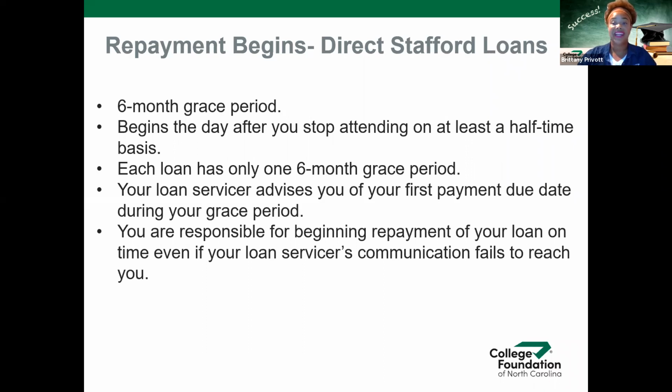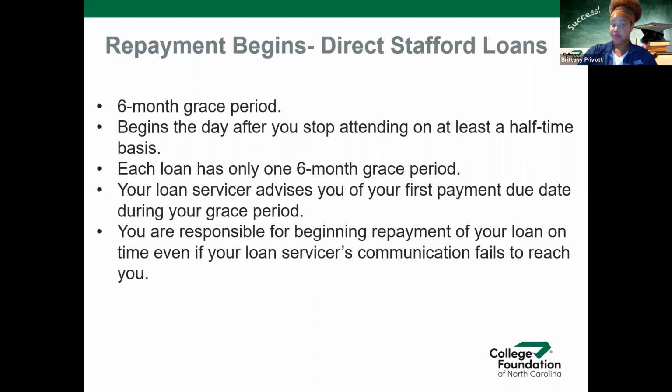Once you have left school, whether you have stopped out of school, taken a break, or you've graduated, repayment begins 6 months after your last date in school for Direct Stafford loans. This begins the day after you stop attending, like I said before, on at least a half-time basis. So if you stop attending school, after 6 months, you're going to be asked to start repaying your loans. Each loan has a 6-month grace period.